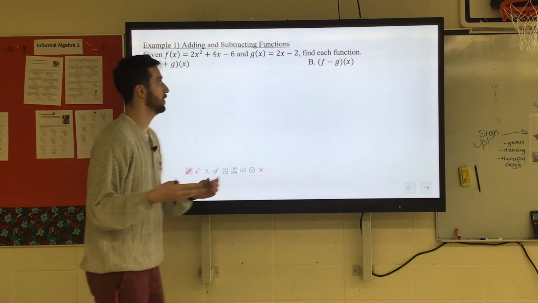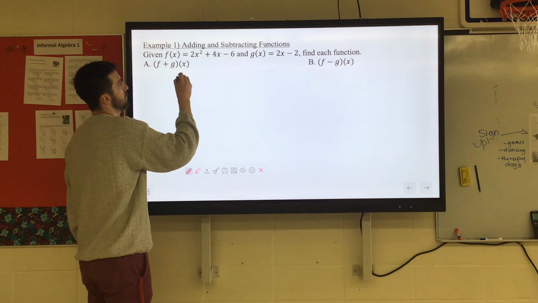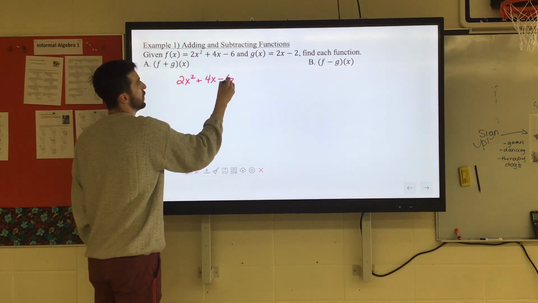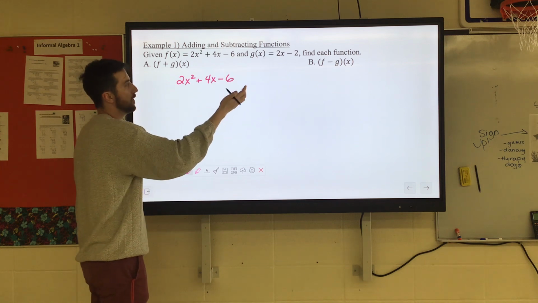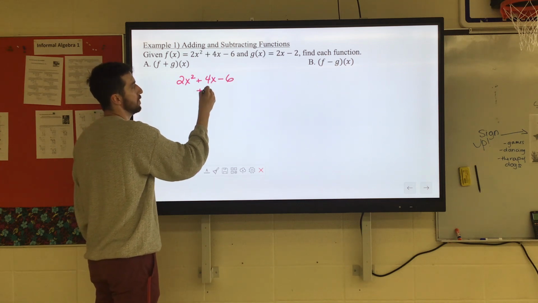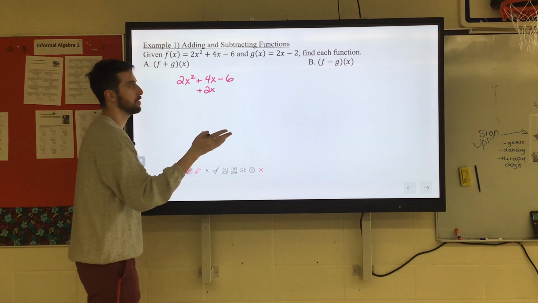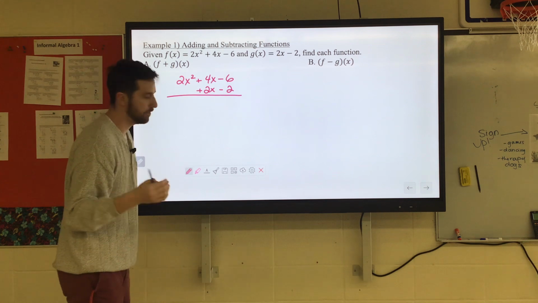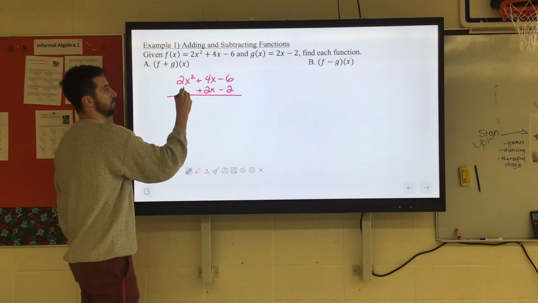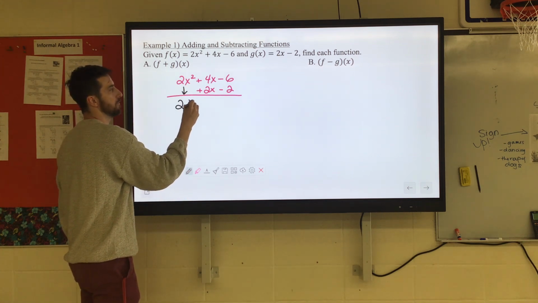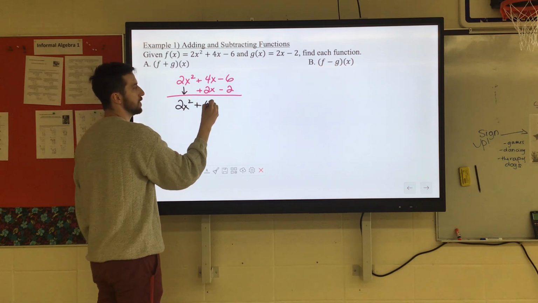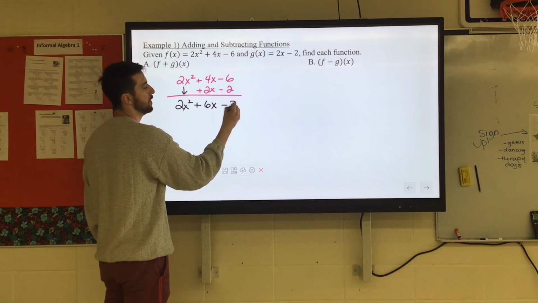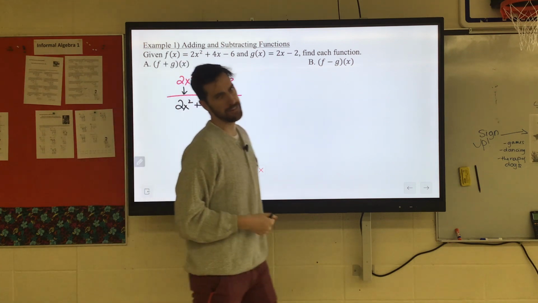So we have f of x is 2x squared plus 4x minus 6, and we're going to add g of x's equation, 2x minus 2. I'm going to put the 2x in line with the other 4x, those are like terms, and the minus 2 I'll put with the minus 6. We add these together and then we're done. So the 2x squared plus 0 is just 2x squared. 4x plus 2x is 6x, and negative 6 minus 2, or negative 6 plus negative 2, is negative 8. It's just that easy, folks.